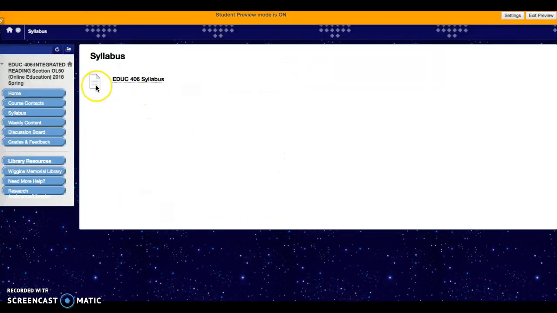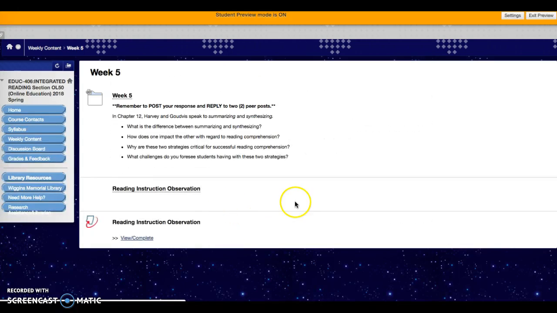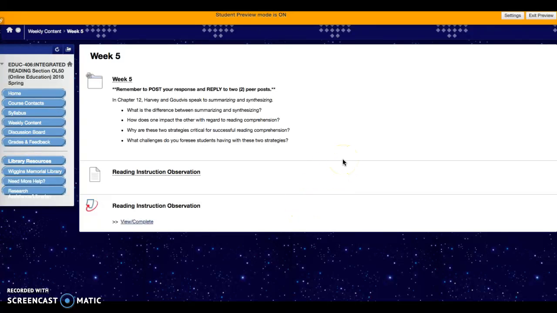So let's go into your week 5 content folder so that we're able to see what your discussion board post is. So in chapter 12, the authors speak to summarizing and synthesizing. I want you in this post to talk about what is the difference between the two. How does one impact the other with regard to reading comprehension? Why are these two strategies critical for successful reading comprehension? And what challenges do you foresee for students with these two strategies?